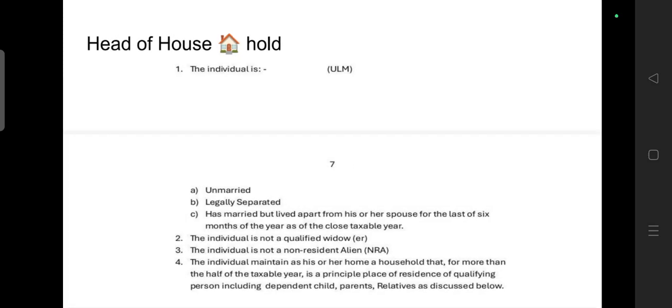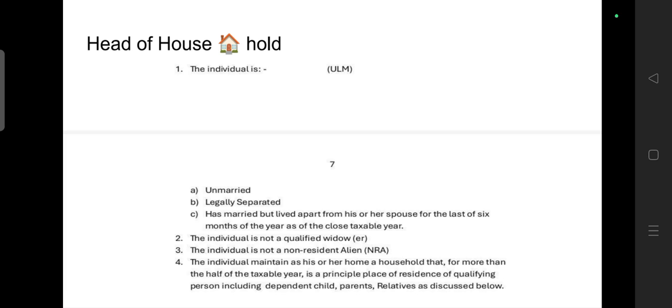Now we will move into the final segment of filing status: Head of household. The word head: in their head, the responsibilities of the house are running. Who are the eligible people?